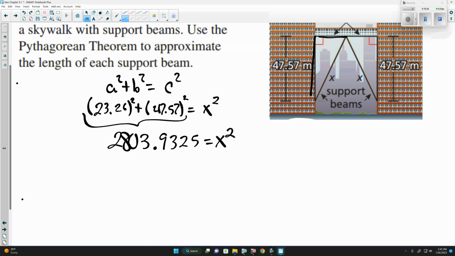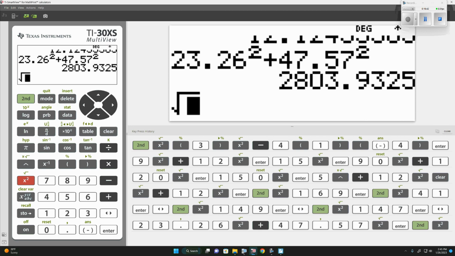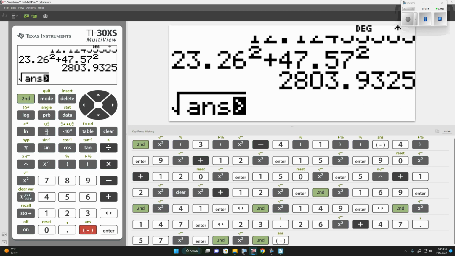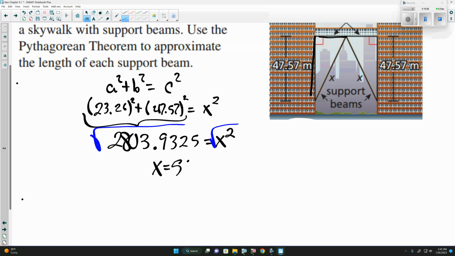Lastly, what do we need to do? Square root both sides. x is equal to the square root of Ans, because Ans is just the previous answer. So 52.95 meters.